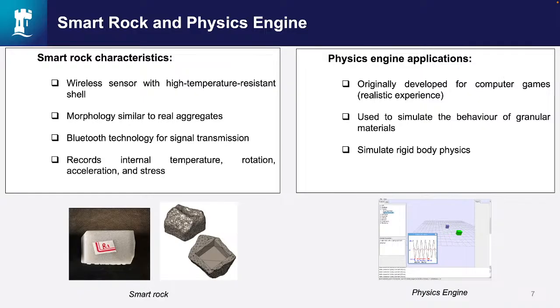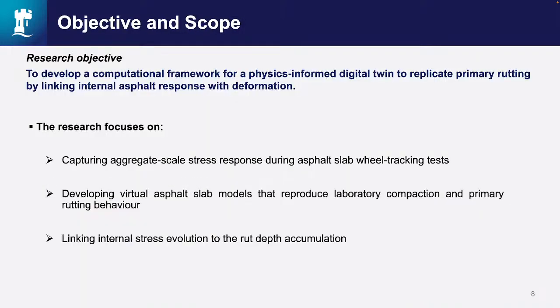So we used something called physics engines. These were originally developed for computer games, and they can now be used to simulate the behavior of granular materials, things like soils and clay and so on. We use that same concept in pavements. Our main objective was to develop a computational framework for a physics-informed digital twin to replicate primary rutting by linking the internal asphalt pavement response with external deformation. That was the main topic that this research focused on.